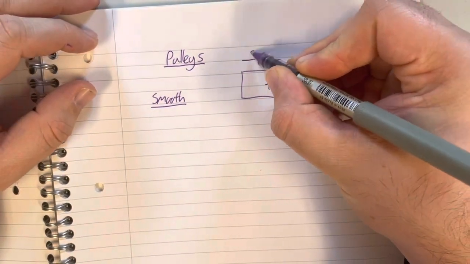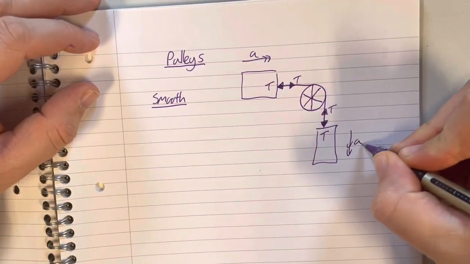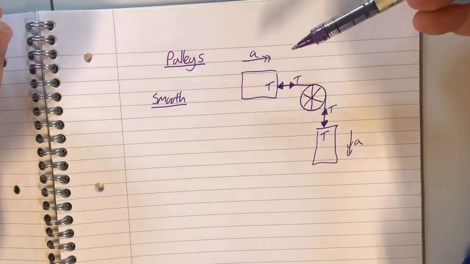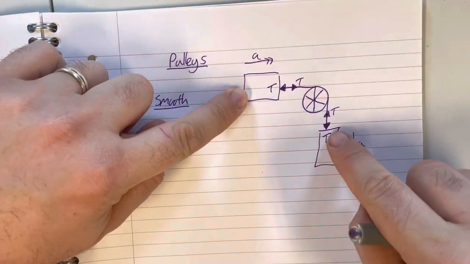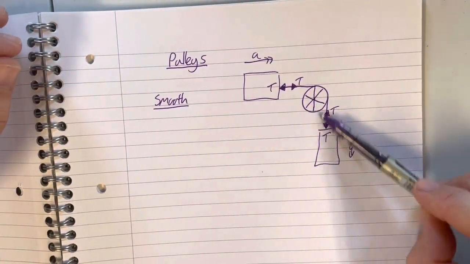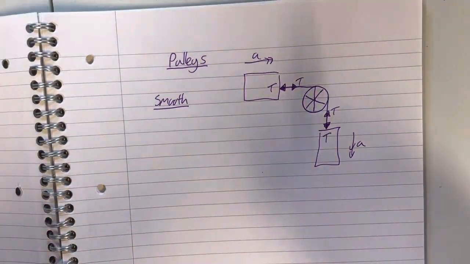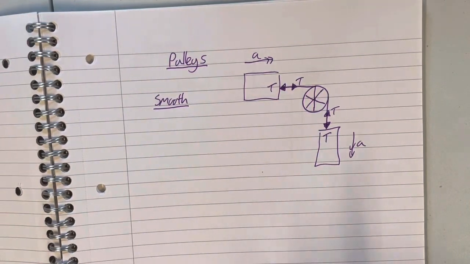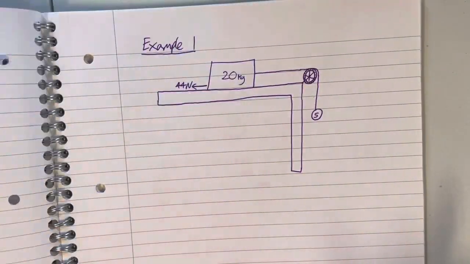The acceleration of the system will be the same across the two objects, because as this one moves, that one moves. Again, the string is described as inextensible. So they're very similar to the connected particles, except it just goes around a corner. So let's have a look at some of these in action then.